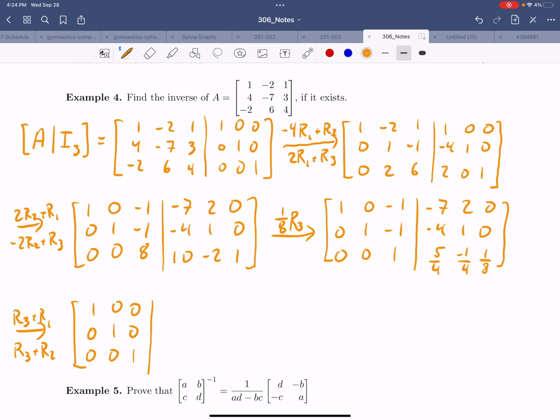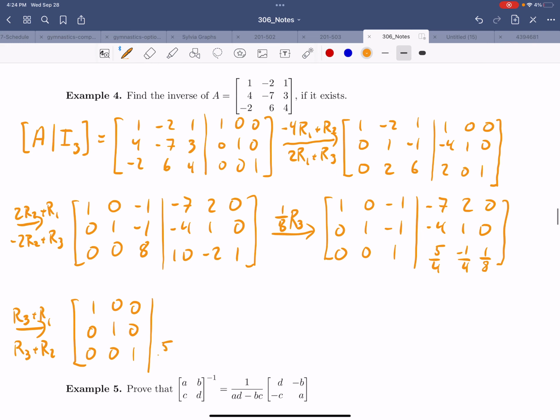But what's it going to give us over here? Well, let's see. We've got r3. That's not going to change. But what about r1 and r2? Well, r1, negative 7 is negative 28 fourths plus 5 fourths. I think it's going to give us negative 23 fourths. Negative 1/4 plus 2, I think that's 7 fourths. And then 1/8 plus 0 is 1/8. Okay? And then what about the middle? Negative 4 becomes negative 16 fourths, and then plus 5 fourths becomes negative 11 fourths. I think 1 becomes 3 fourths, and then this again becomes 1/8.